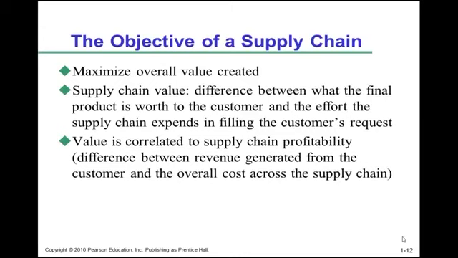Well, it's to maximize the overall value that's created. So your supply chain value can be defined as the difference between what the final product is worth to the customer and the cost the supply chain incurs in fulfilling the customer's request. Value is correlated to supply chain profitability.